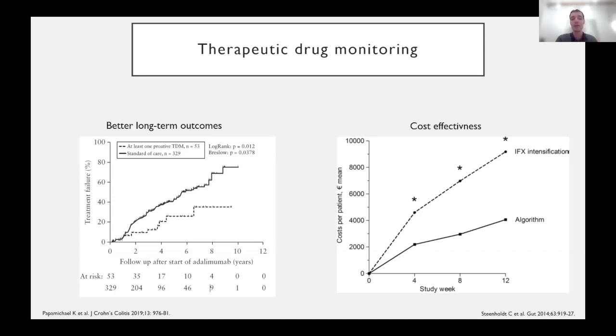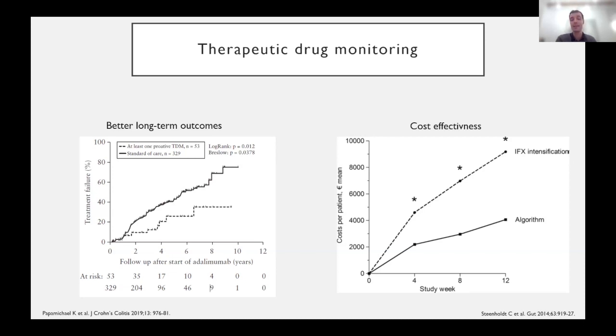So measuring drug concentrations can help guide therapy, inform decisions about dosing, either the dosage itself or the interval of dosing, and it can lead to improved long-term treatment outcomes, as indicated by the Kaplan-Meier curves on the left, where patients receiving proactive measurements of concentrations and clinicians acting upon them, these patients doing better in the long run than patients under the standard of care.